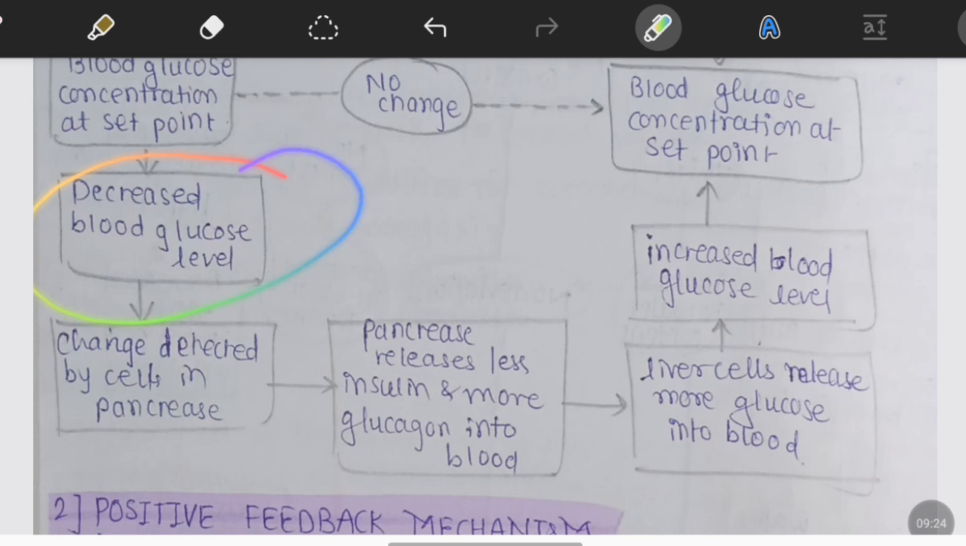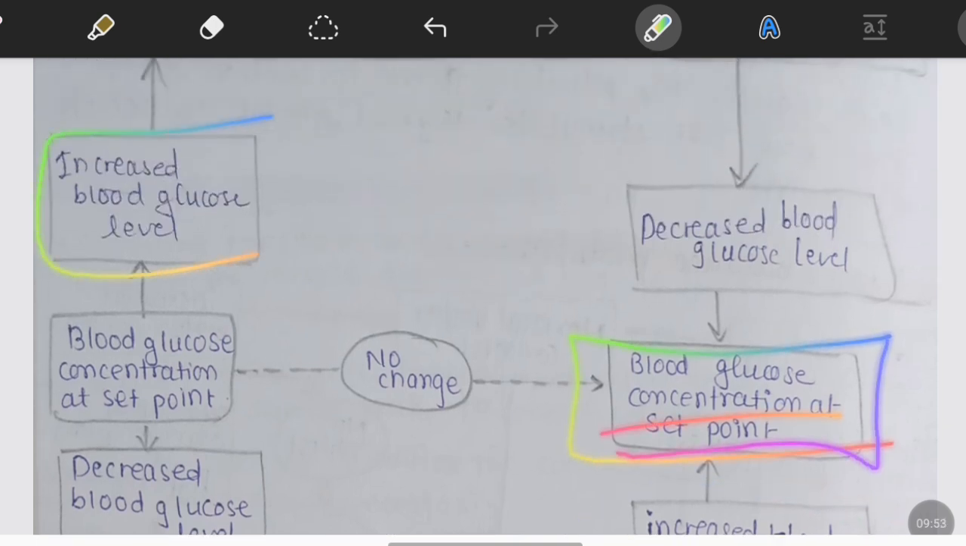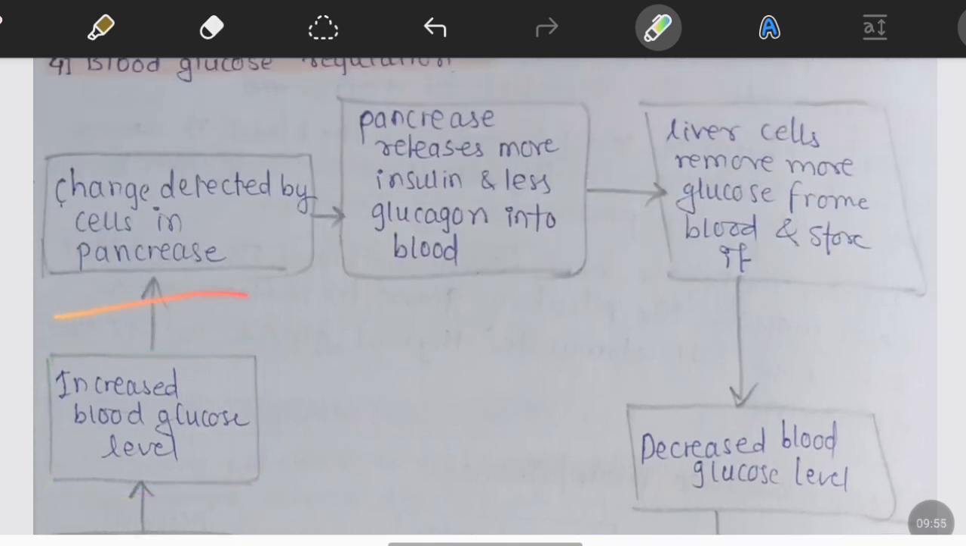If it decreases, then the change is detected by cells in the pancreas, and the pancreas releases less insulin and more glucagon into the blood. You already know the functions of insulin and glucagon. With glucagon increased in the blood, liver cells release more glucose into the blood, and the blood glucose level increases, so the blood glucose is normalized.